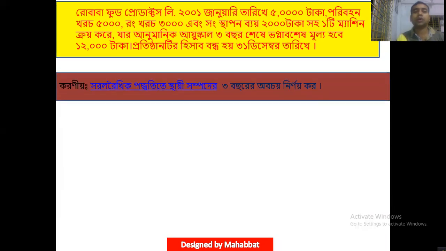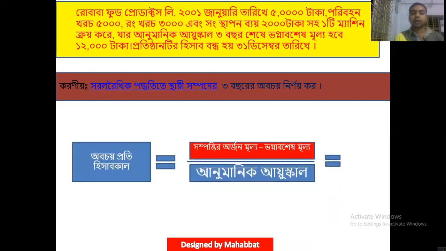Now the requirement for you is to calculate depreciation for 3 years by using the straight line method. Participants, you have to observe very clearly what will be the formula for calculating depreciation by using the straight line method. Depreciation per year equals assets acquisition cost minus salvage value or scrap value or residual value, divided by estimated useful service life.